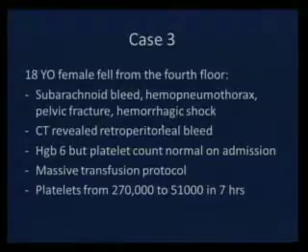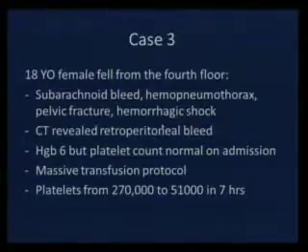Let's go to case 3 here. 18-year-old female, she fell from the 4th floor. There was subarachnoid bleed, which was stable. There was hemopneumothorax, pelvic fracture. Patient presented with hemorrhagic shock. CT revealed active retroperitoneal bleed. Hemoglobin on presentation was 6, but platelet count was normal.